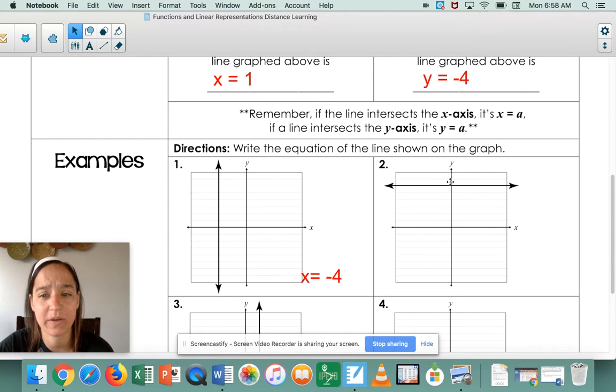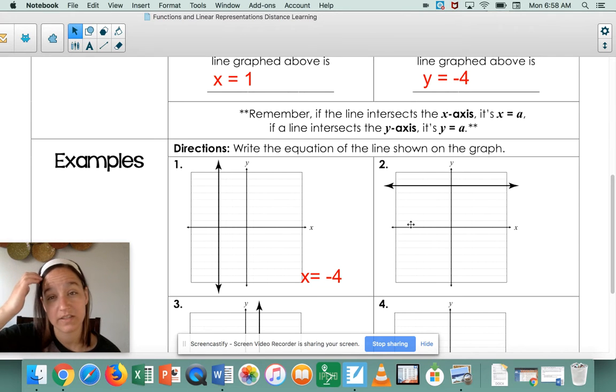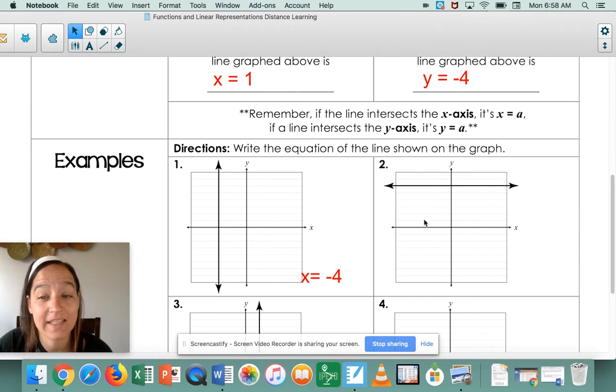So if I look at this one, number 2, this is a horizontal line. So is this always going to have an x equals or is this always going to have a y equals? And you can think about it this way. Does it ever land on the x-axis? And you're like, no. Does it ever land on the y-axis? Yep. And it lands on the y-axis at 6, +6. So y equals +6.